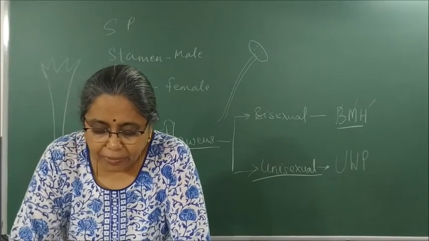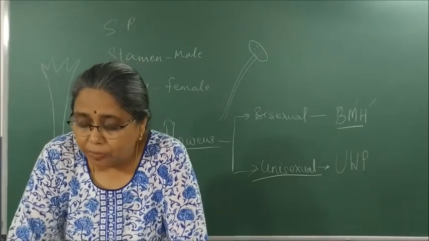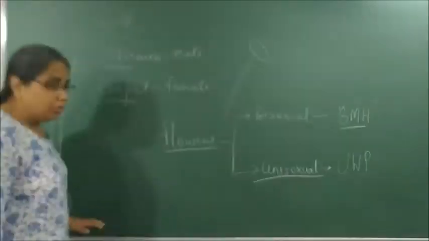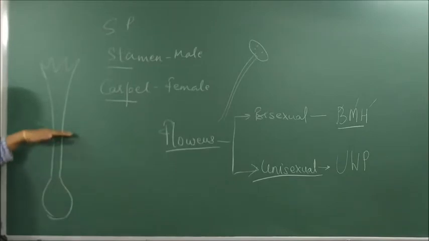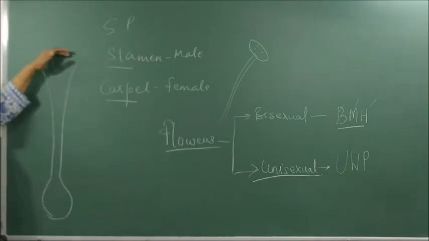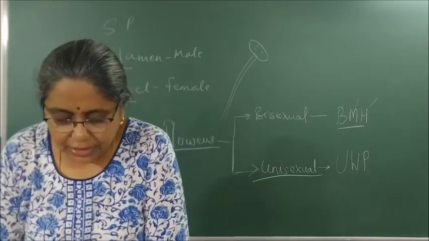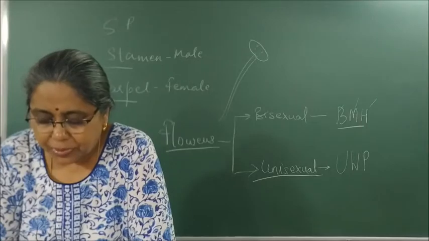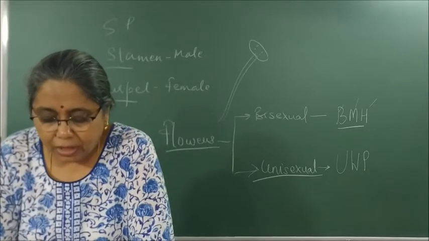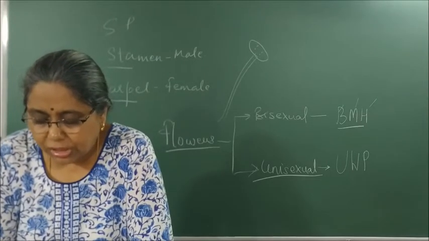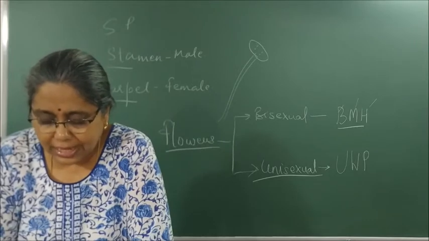It is made up of 3 parts. The swollen bottom part is the ovary. I have taught you this. This is the ovary, this is the style, and the sticky part on the top is called as what? Stigma. Middle elongated part is the style and the terminal part which may be sticky is the stigma. The ovary contains ovules and each ovule has an egg cell.